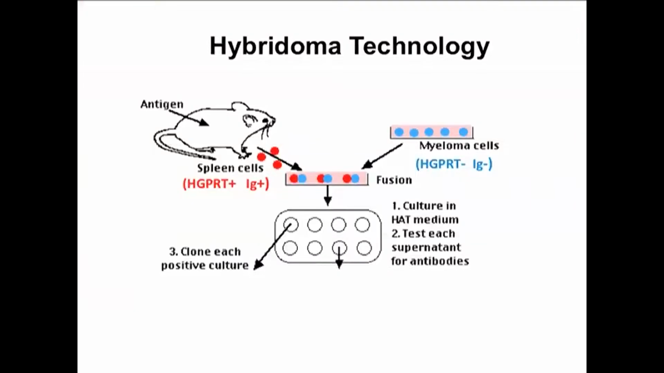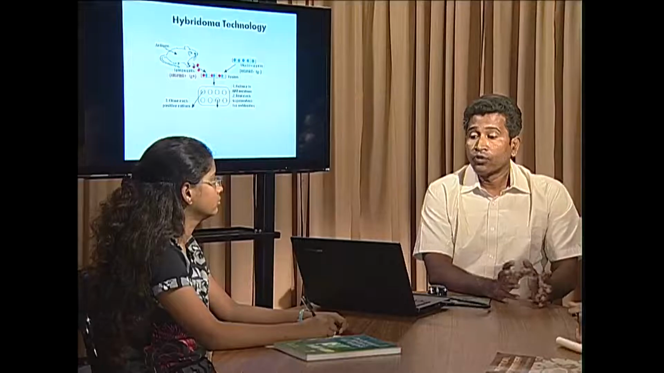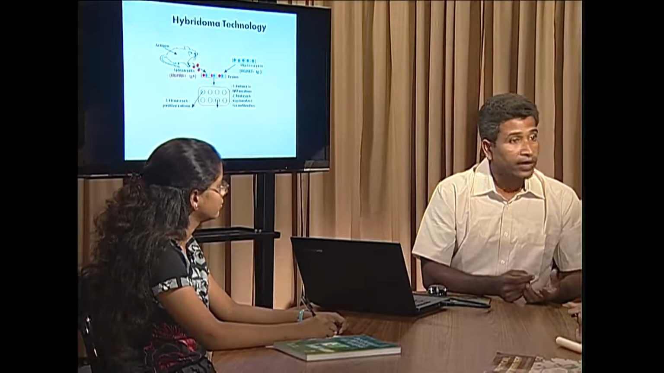As you can see in this slide, they are HGPRT minus, meaning they are deficient in hypoxanthine guanine phosphoribosyl transferase, which I showed is a key enzyme for the purine salvage pathway. Meaning these myeloma cells cannot produce DNA bases through the salvage pathway. They have to rely on the de novo pathway. When these two cells are fused together either with PEG or any other fusing agents, heterokaryons are formed, and when they replicate, they gradually lose chromosomes. And then we have to test for the positive clones.